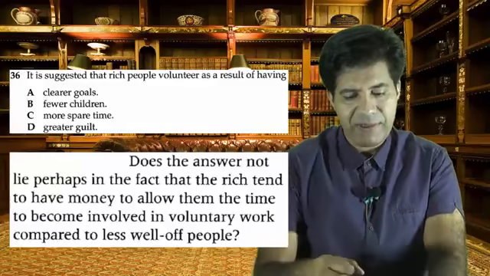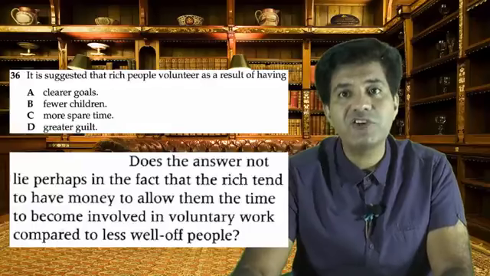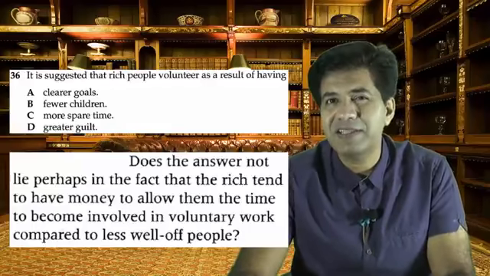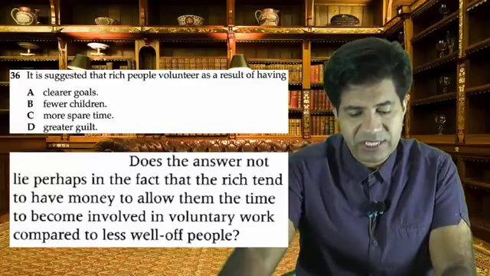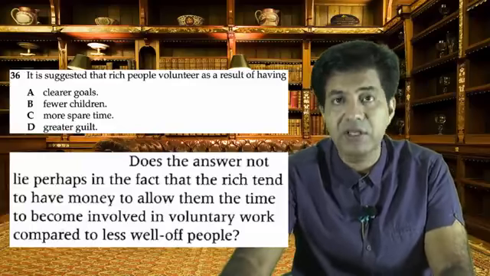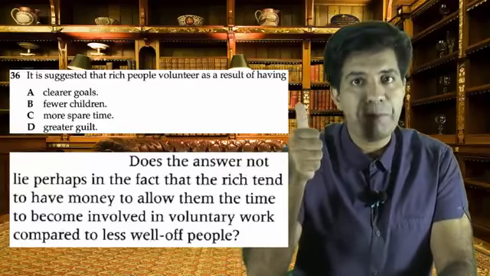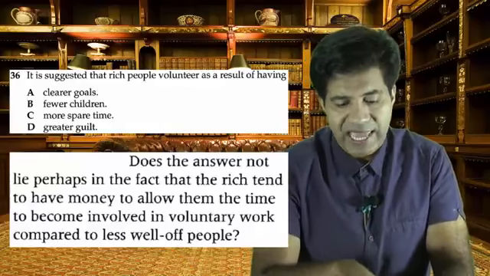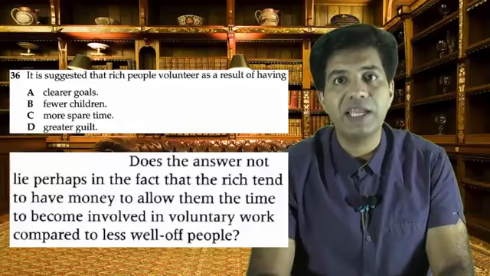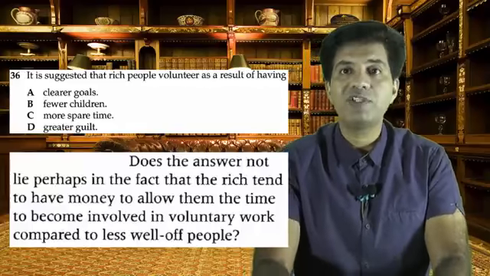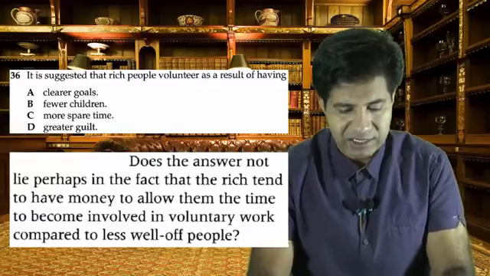Now let's see what they have mentioned here. Clearer goals. No. Fewer children. No. These types of silly options are the wrong answers. D, I ignored C for the time. Greater guilt. No. C, more spare time. Now there are 2 things, one is money and one is time. So they have mentioned time over here. If it was money, even that could be the right answer as well. That is why for question number 36, option C, more spare time, is going to be the right answer.